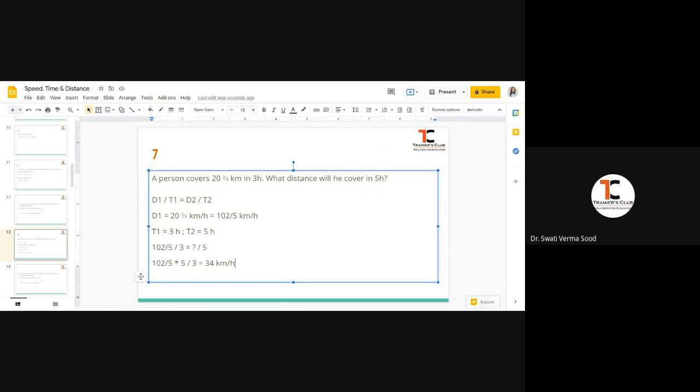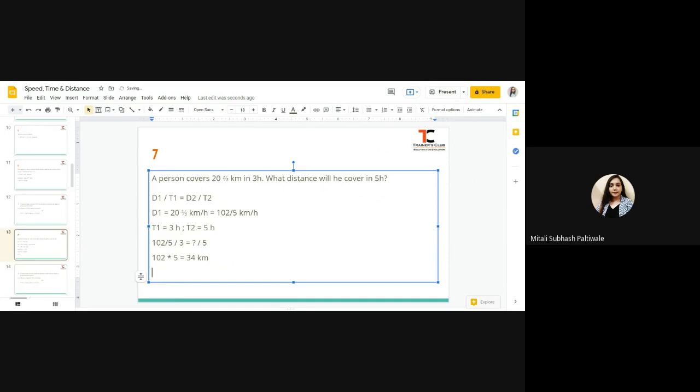Ma'am, when the fraction is getting multiplied, 3 will go and get multiplied by 102, right? No. It is 102 by 5 divided by 3. Actually, I'll explain this. I understood your question. Let me write this down: here there will be 3, and here it will get multiplied with 5. Because these 5 and 3 are in the denominator, these will get multiplied, and this 5 will get multiplied with 102, so that is why.